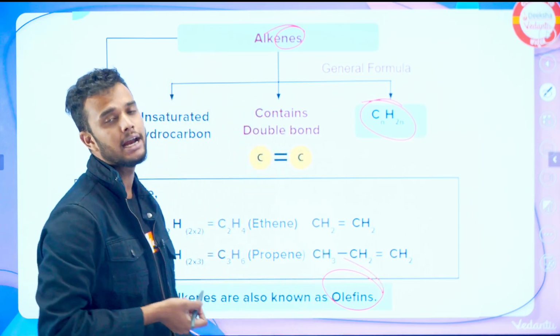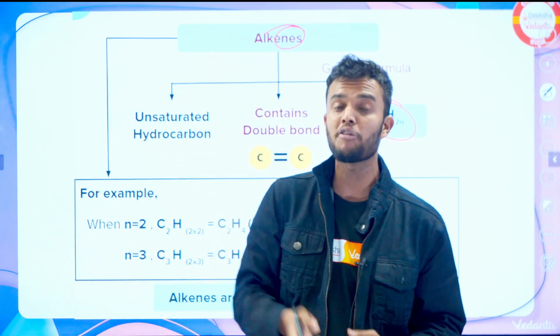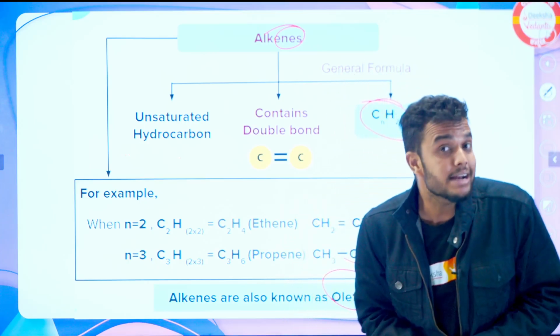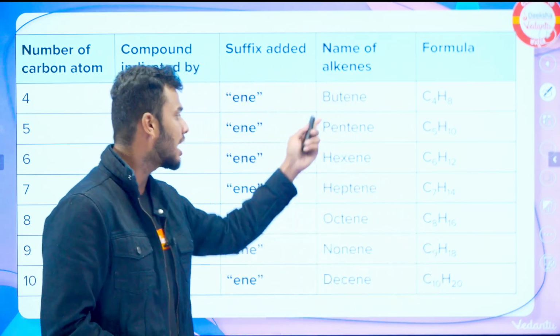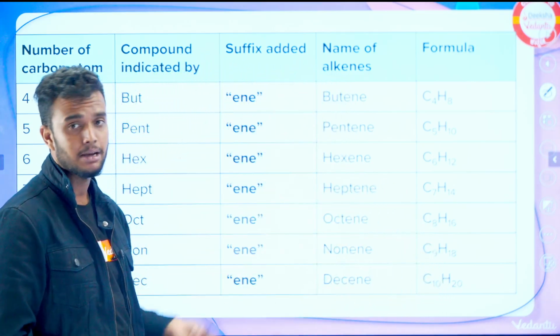Very, very important. What is the another name of alkenes? Not unsaturated compound. The another name is olefins. Okay, students. Next, move on to other examples for alkenes. These are the examples of alkenes.